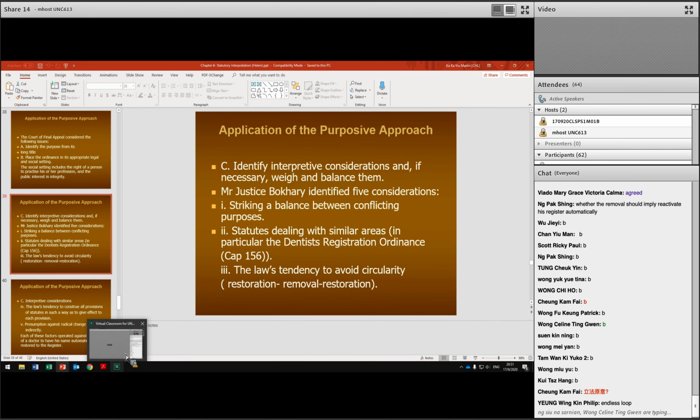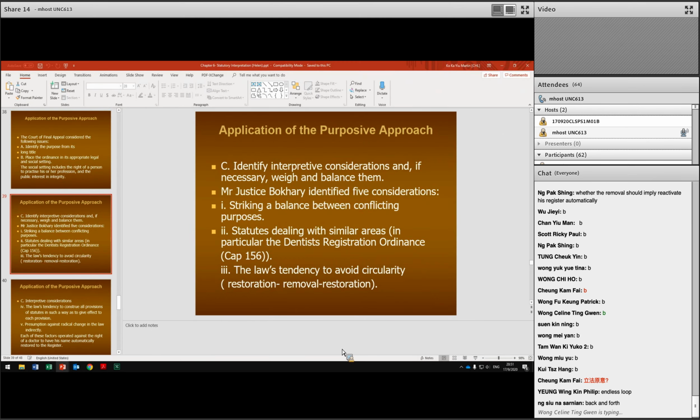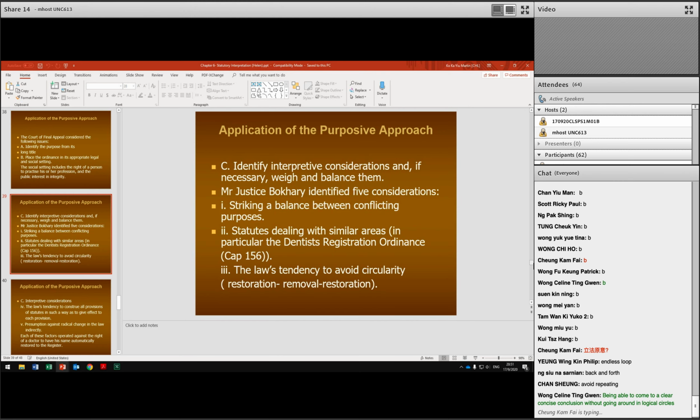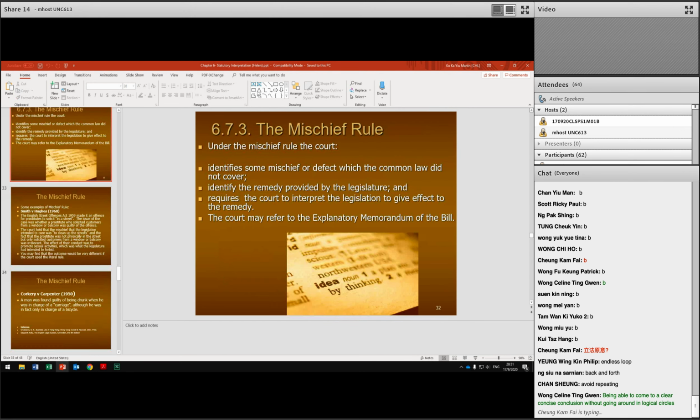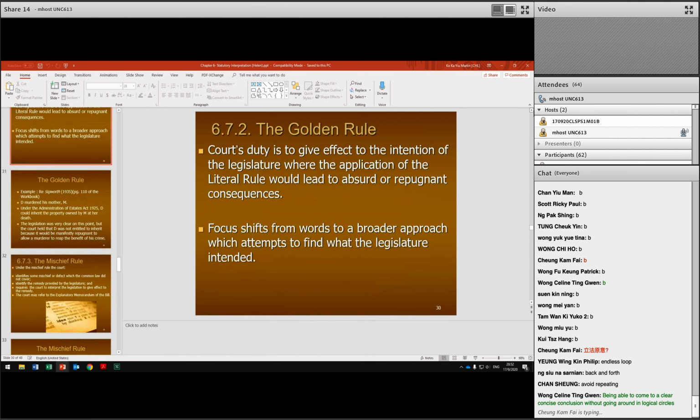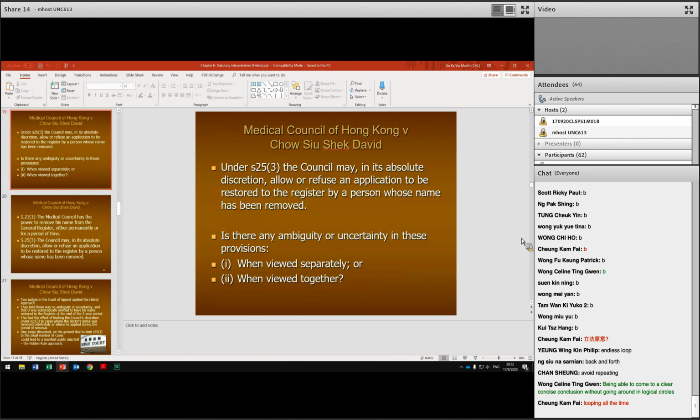Can anyone guess what is meant by the law's tendency to avoid circularity? This one is quite difficult. I think you may have to refer to the full case before you can understand. So I can give you a very brief explanation. Please note the facts of the case. So we go back to the facts of the case.